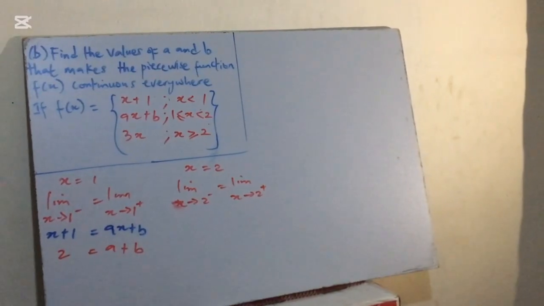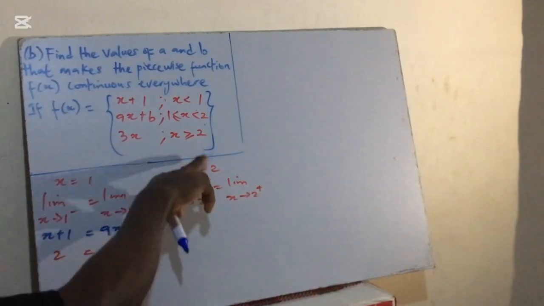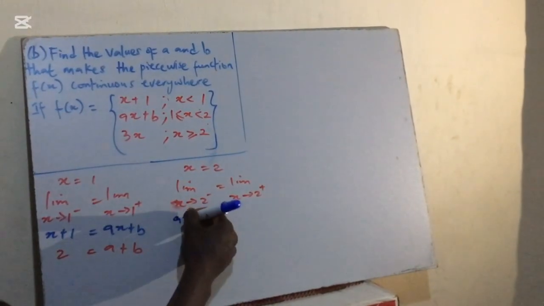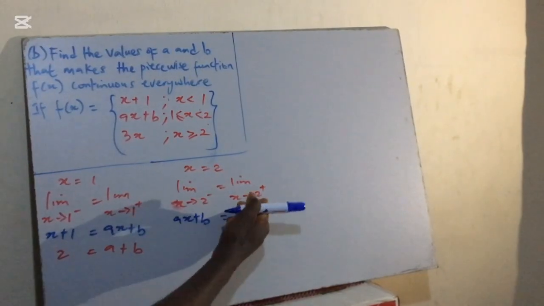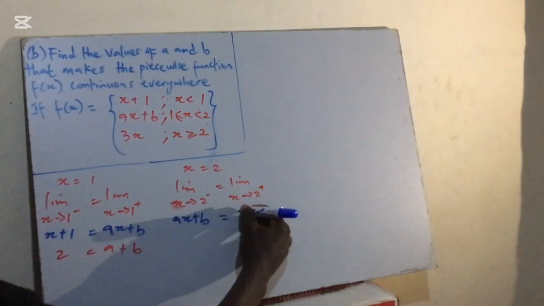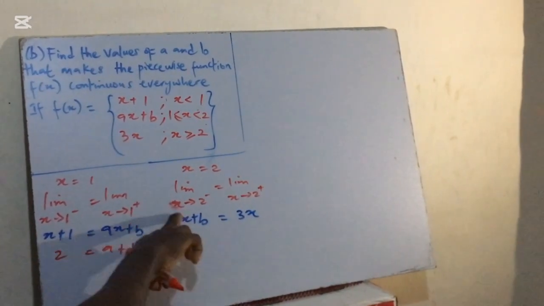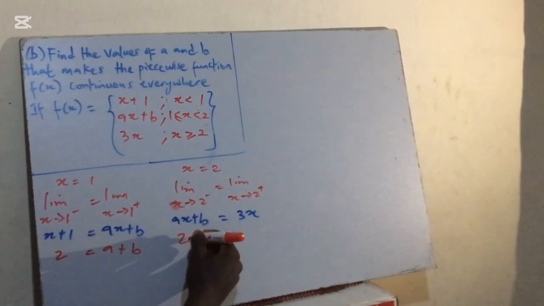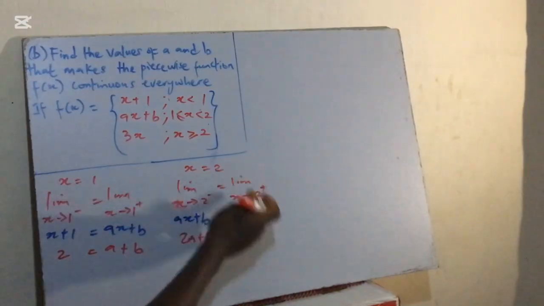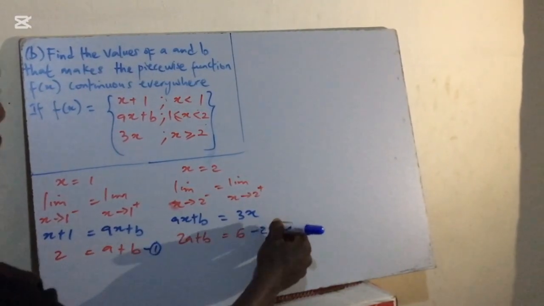So here we come and do the same thing. x is less than 2, 2 minus, less than 2. So this is it here, less than 2. We are using this, equals to greater than 2 or 2 plus, greater than 2. Now you can see we are using this 3x. Now what is x here? 2. So we have 2a plus b. Then here we are having 3 times 2, that's 6. So now we have equation 1 and equation 2.